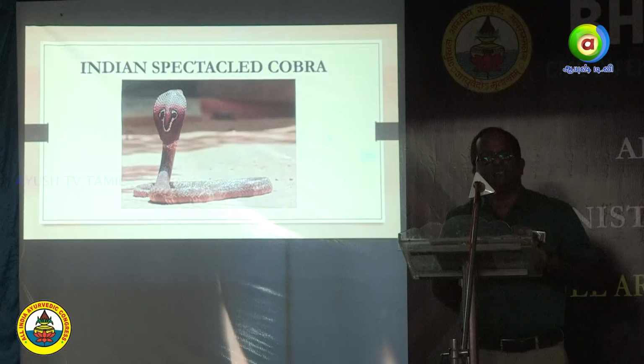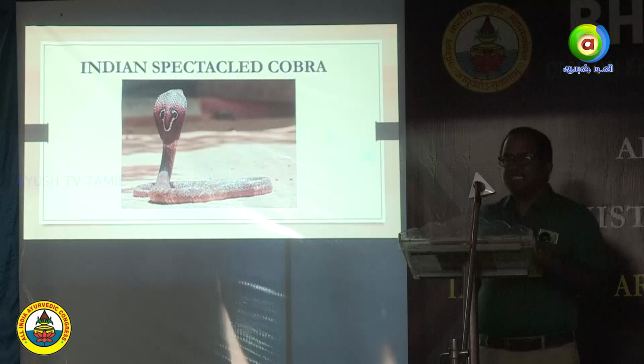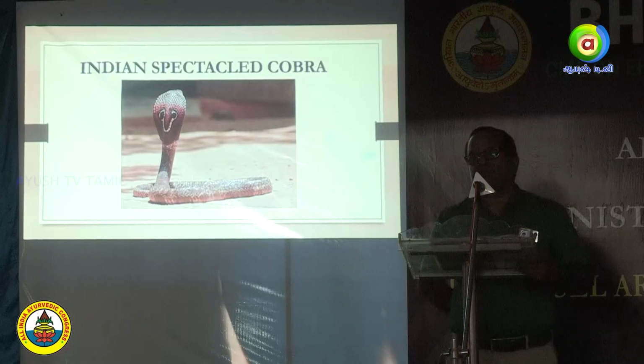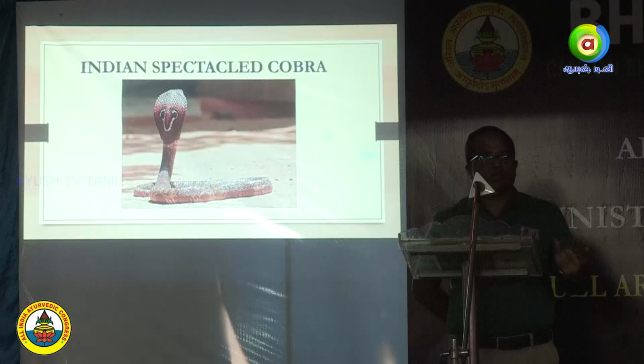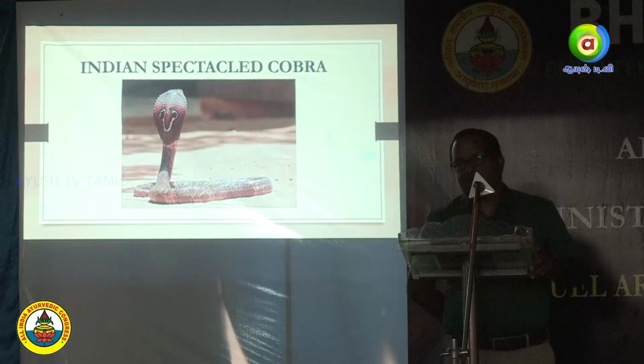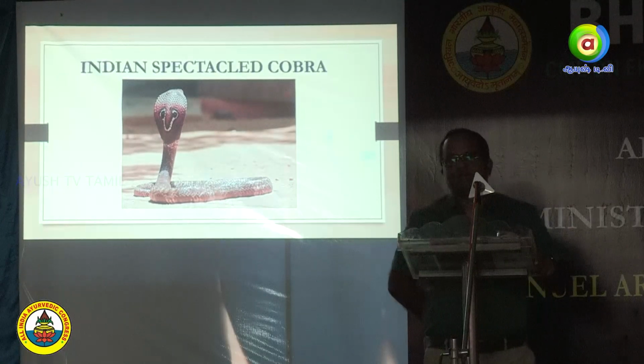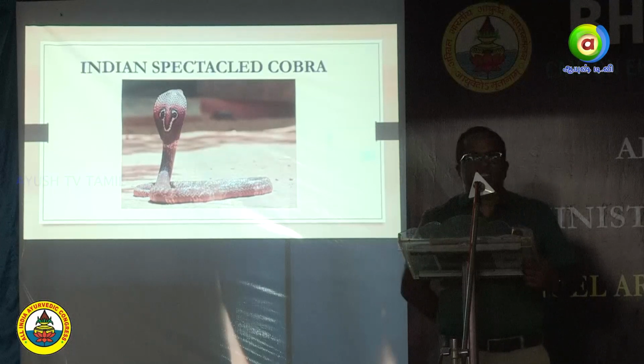Then I will be showing the pictures. So just see the pictures. This is called the Indian spectacled cobra. Why Indian spectacled cobra? These are all categorized under hooded snakes. In Ayurveda, it comes under Darvikara Sarpa. Why Darvikara Sarpa?